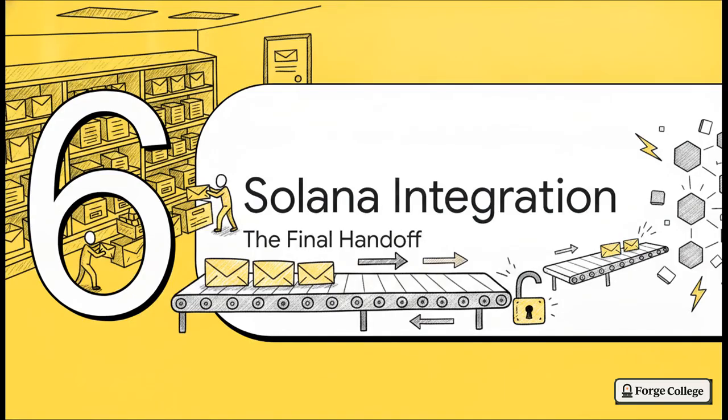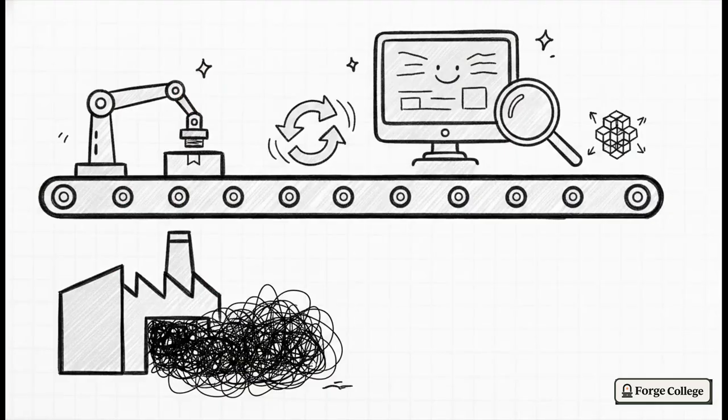Which brings us to our final section, Section 6, Preparing for Solana Integration, the final handoff. Our Web2 mailroom is beautifully organized. Our workers are hired, our scaling is mapped out. Moving forward into Web3 API development, you need to burn this concept into your memory. You can no longer view a transaction as a simple, isolated action. It is a multi-stage process.